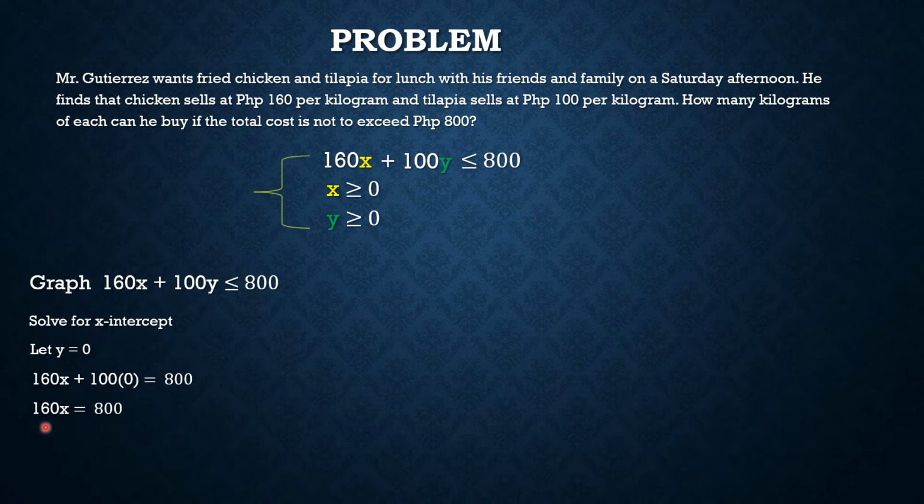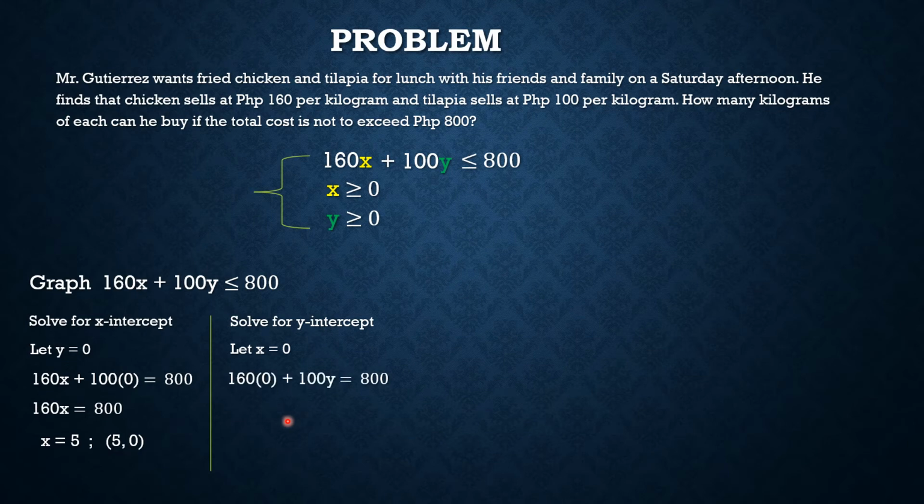So we're gonna divide both sides by 160 to find x, and that gives us x is equal to 5. And therefore, our x-intercept for this is 5, 0. Okay? Now, let's solve for the y-intercept. We simply let x be equal to 0. So, substitute natin si x dito sa ating, okay?